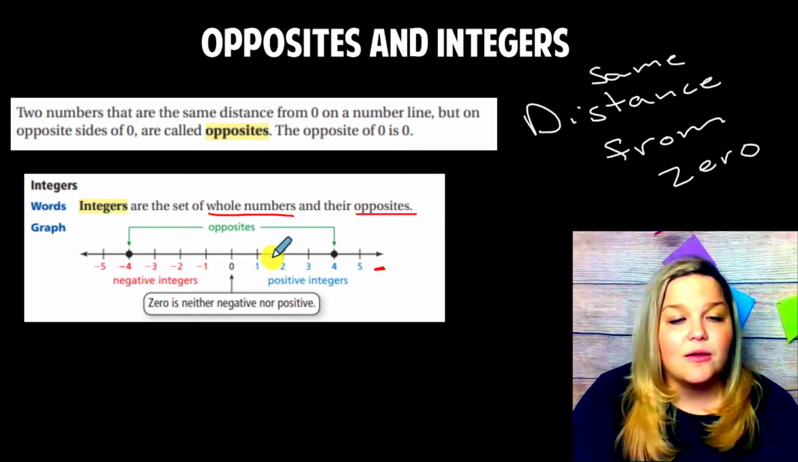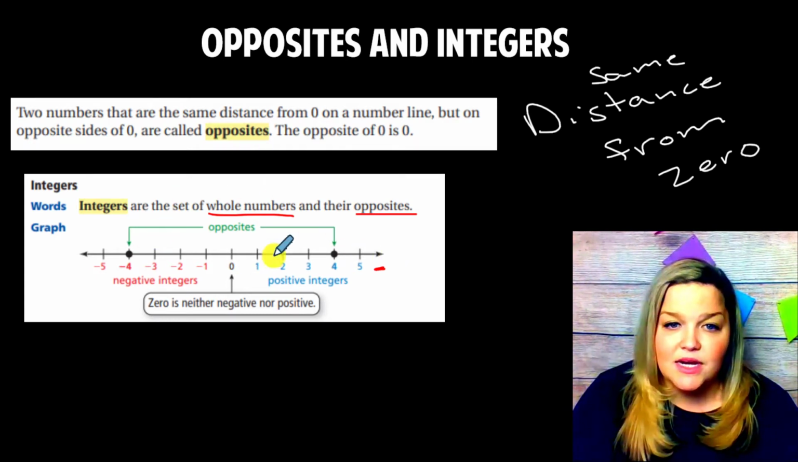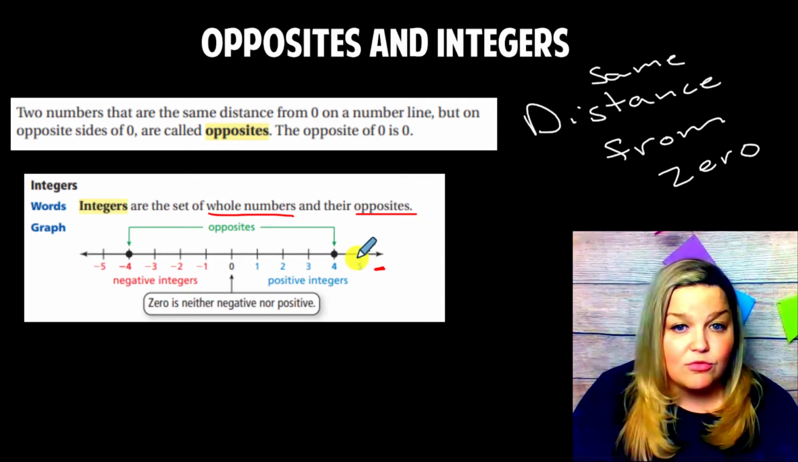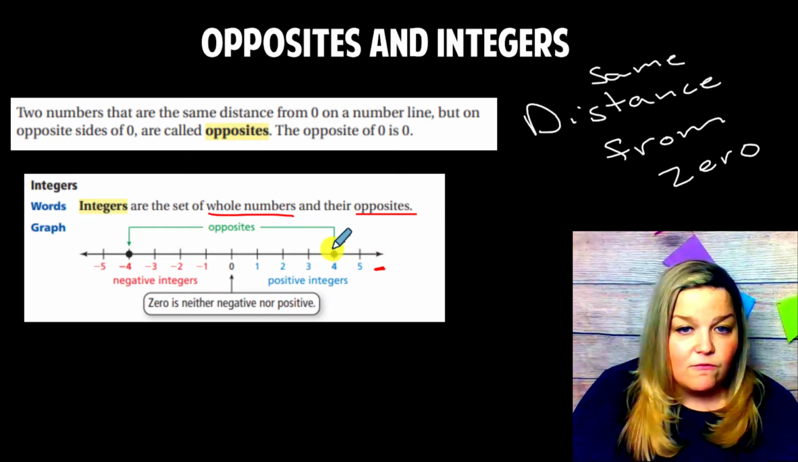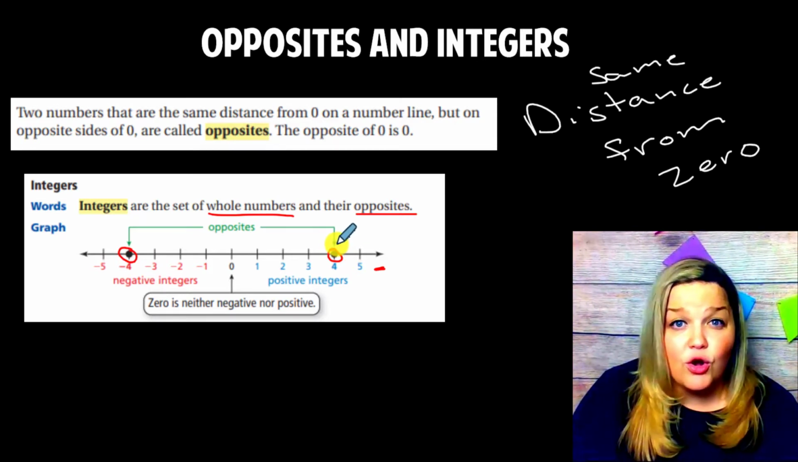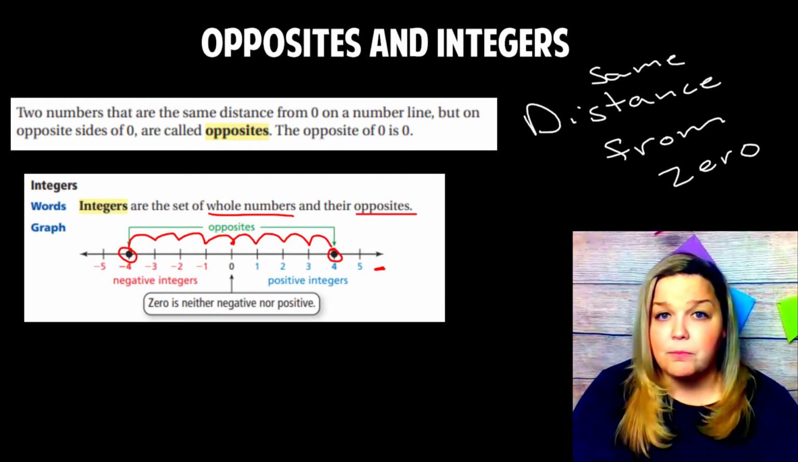So let's take a look. We have all of the whole number positive integers and their opposites. And what we just said here, opposites are two numbers on different sides of the number line that have the same distance from 0. So as you can see, 4 and -4 are considered opposites, and it's because they're both 4 units away from 0. 1, 2, 3, 4. Now over here, 1, 2, 3, 4. They're both 4 units away.